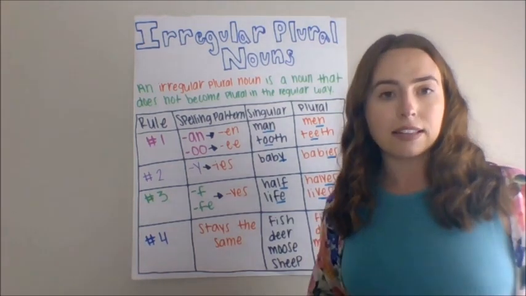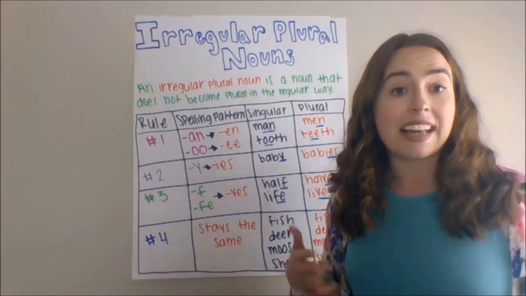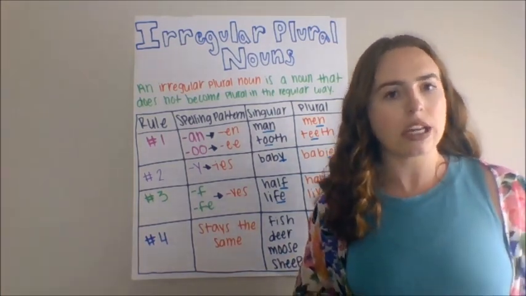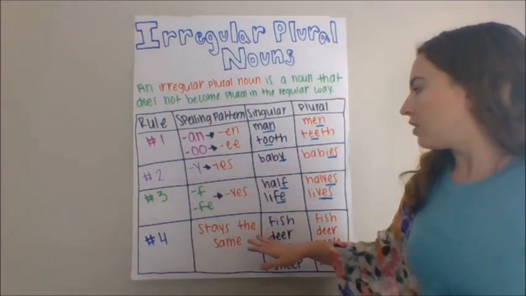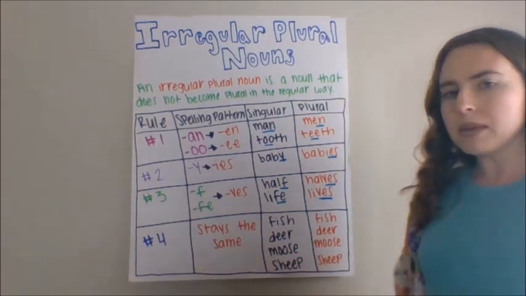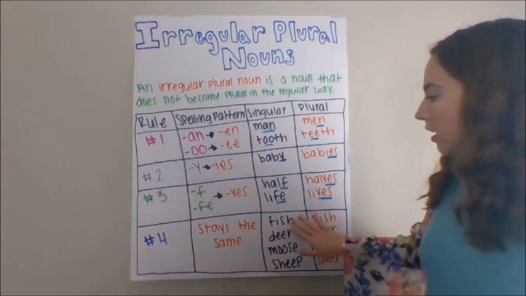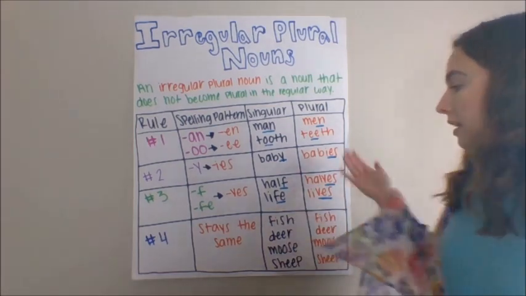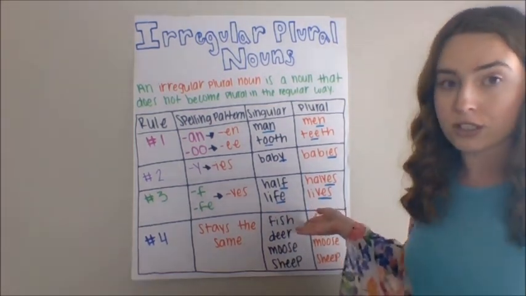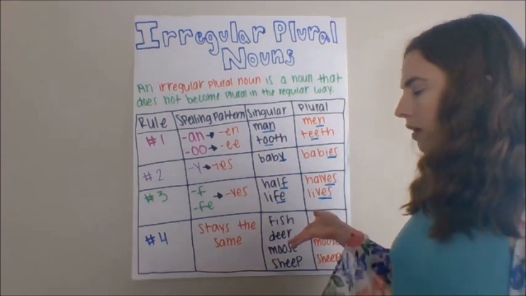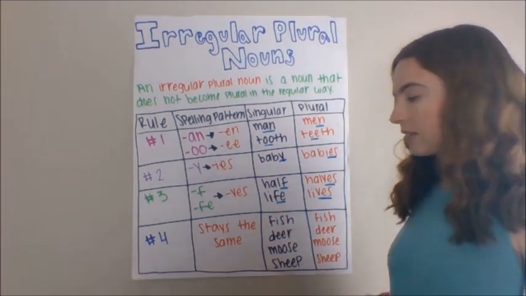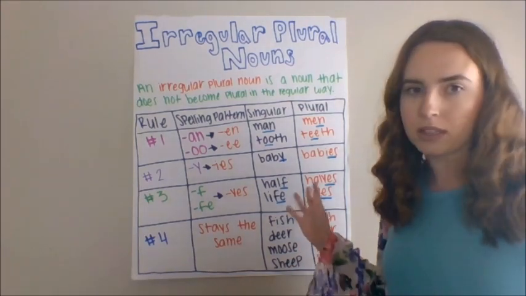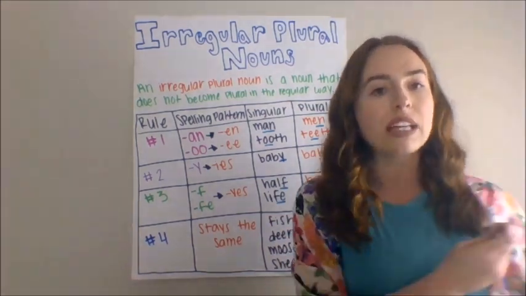And then the last 2 rules, sometimes words stay the same in the plural form, and then sometimes they completely change. And these you just have to memorize. So some words that stay the same in the plural form are a lot of animals like fish, deer, moose, and sheep. 1 fish, 2 fish, 1 deer, many deer, 1 moose, 3 moose, 1 sheep, a few sheep. So those stay the same.